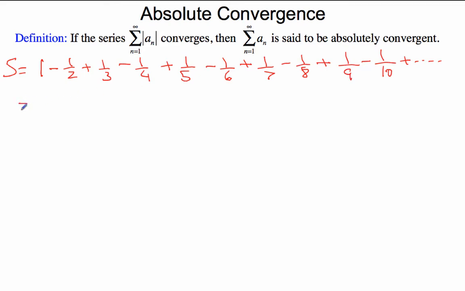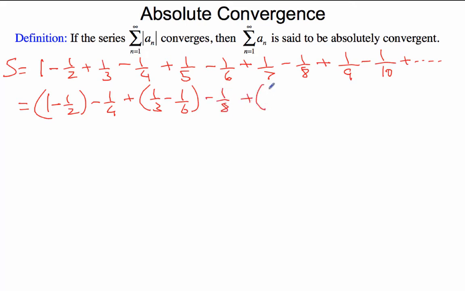And now I'm going to play games with this. I will write this as 1 minus a half, separate this off, minus a quarter, so that's from here, plus a third, minus a sixth, separate that off, minus an eighth, plus a fifth, minus a tenth, minus a 12th, and then 1/7 minus 1/14, minus a 16th, and so forth.